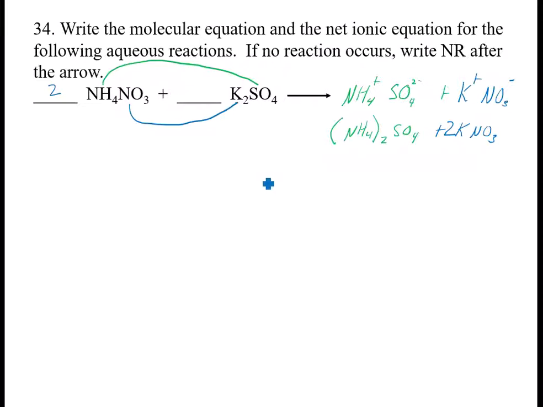Now, the next thing is to decide: did I form a precipitate? NH4 plus is rule number 1. It doesn't matter what it's attached to, it is aqueous. Potassium is group 1, so it doesn't matter what it's attached to, it's aqueous. If both of my products are aqueous, then this is no reaction, and I don't need to go any further. And that is the end of this video.